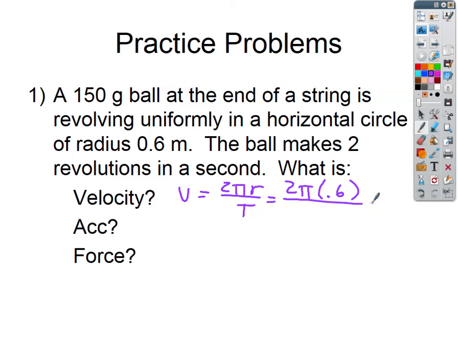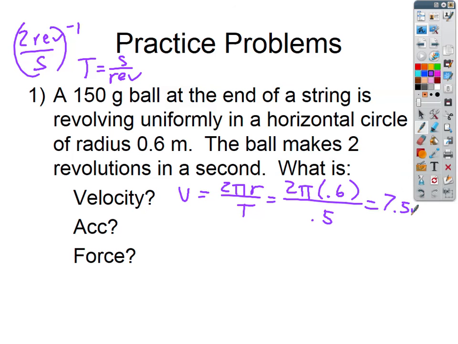0.6 meters over, I need the period. Now, this is where people make a mistake. I have a lot of people that plug in 2, but this is 2 revolutions per second. Period is seconds over revolutions. So I inverse that, and that is 0.5. So the answer for this one, calculating it, should be 7.5 meters per second.